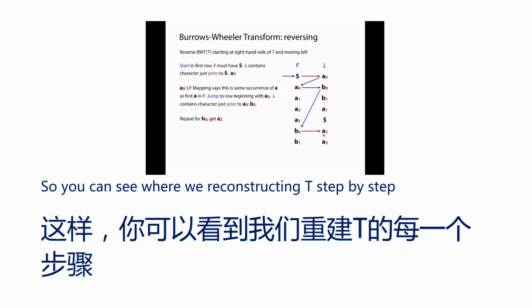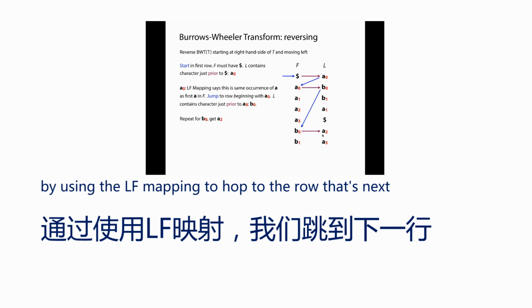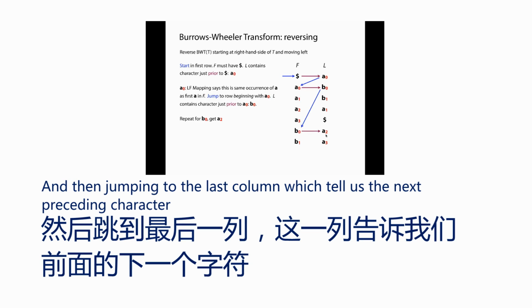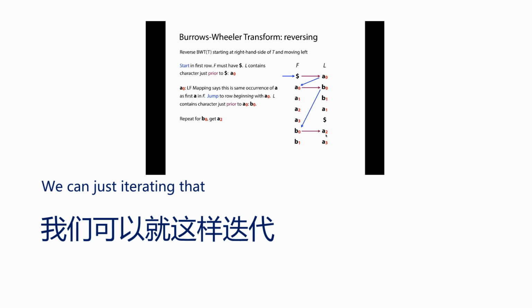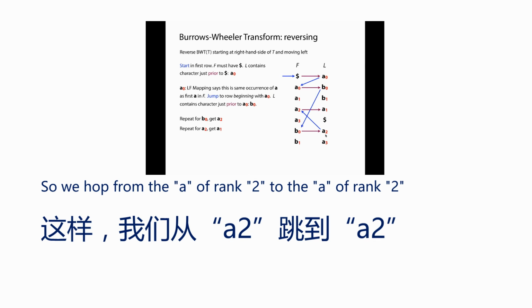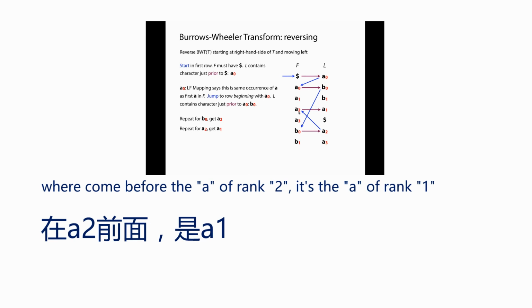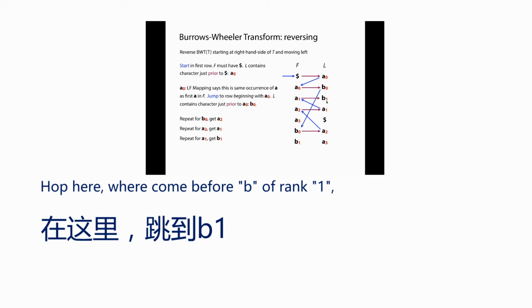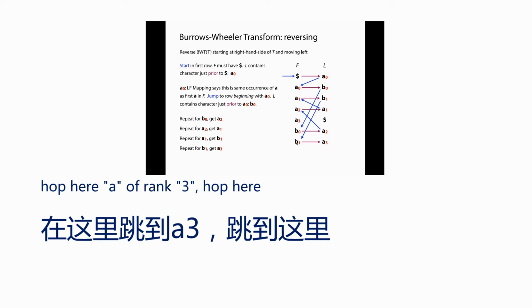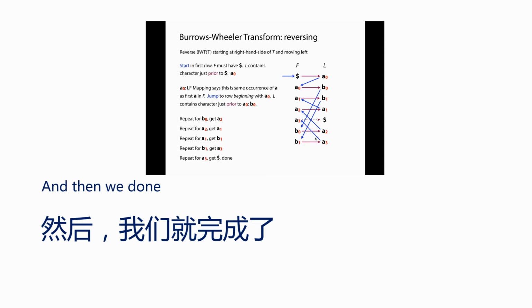So you can see we're reconstructing T step by step by using the LF mapping to hop to the row that's next, and then jumping to the last column, which tells us the next preceding character. And we can just iterate that. So we hop from the B of rank 0 to the A of rank 2. What comes before the A of rank 2? It's the A of rank 1. Hop here. What comes before? B of rank 1. Hop here. A of rank 3. Hop here.